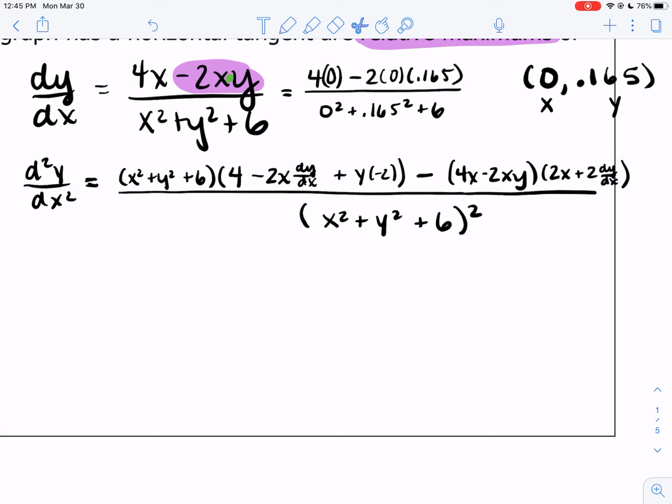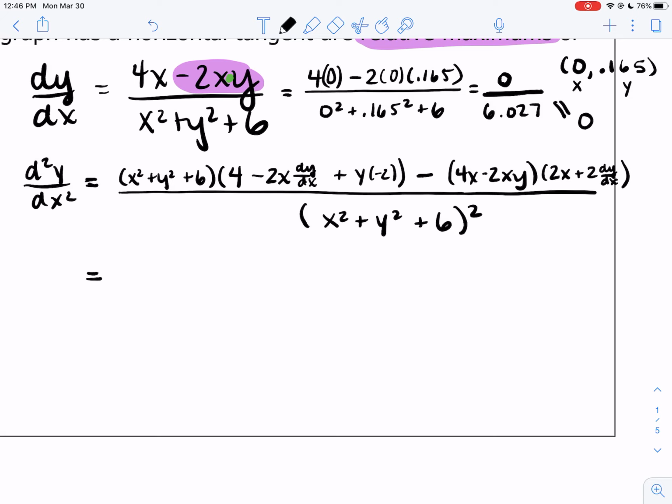In our numerator, if you evaluate each term, that will just give you a value of 0. In your denominator, however, using 0.165 squared and adding 6 to that, our denominator becomes 6.027. That's a little bit of a rounded value. The derivative here, or dy/dx, is actually going to be equal to 0. But if we have that information, we can actually use that to substitute into our second derivative.